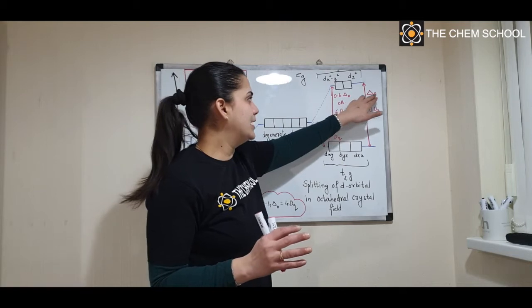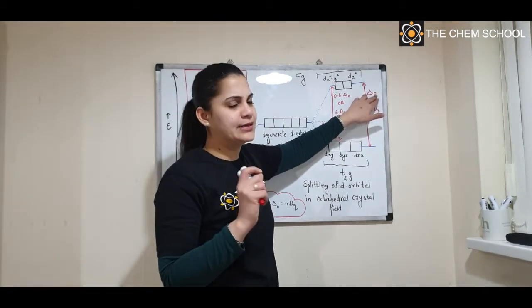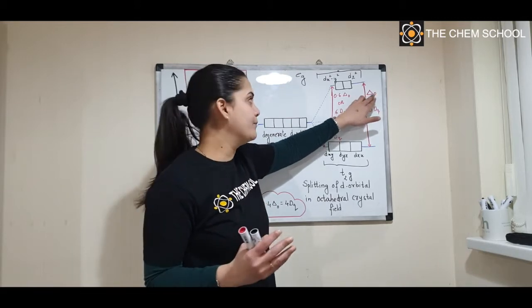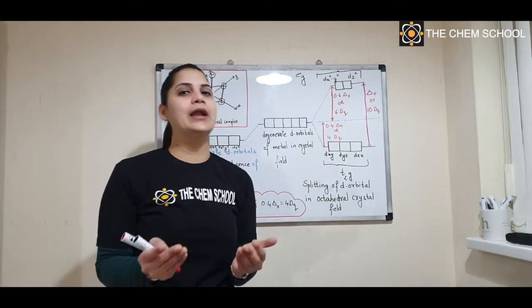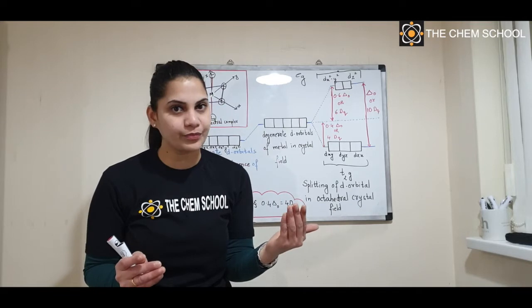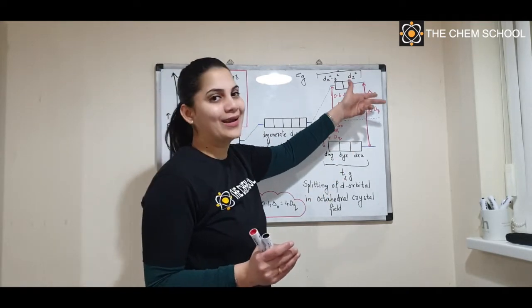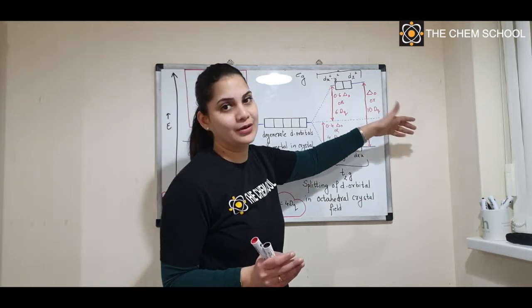So when you talk about delta O, the O indicates that it is an octahedral complex, or you can say delta naught, whatever you like. So in delta naught, O indicates that it is an octahedral complex. If it is a tetrahedral complex, you will say it is delta T. Now this is 1 delta O, and 1 delta O is equal to 10 dq.